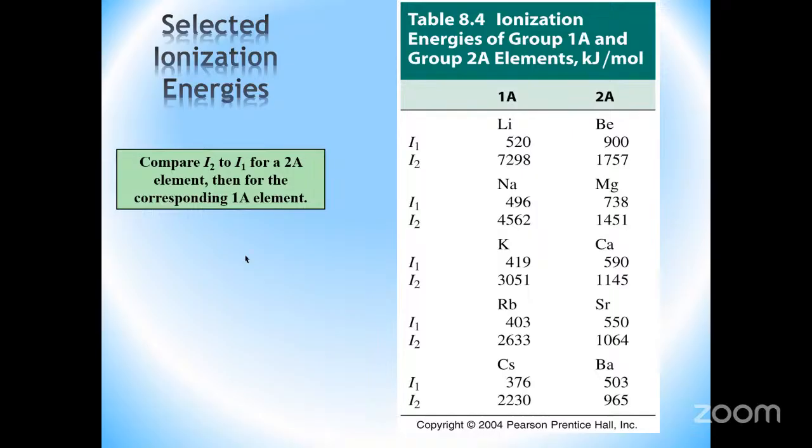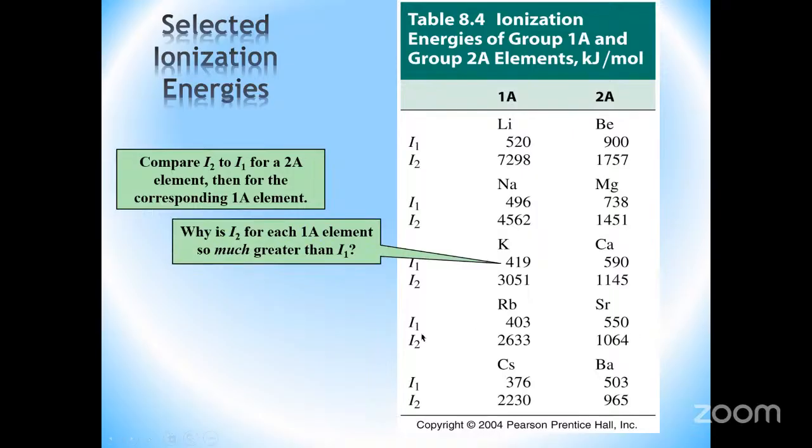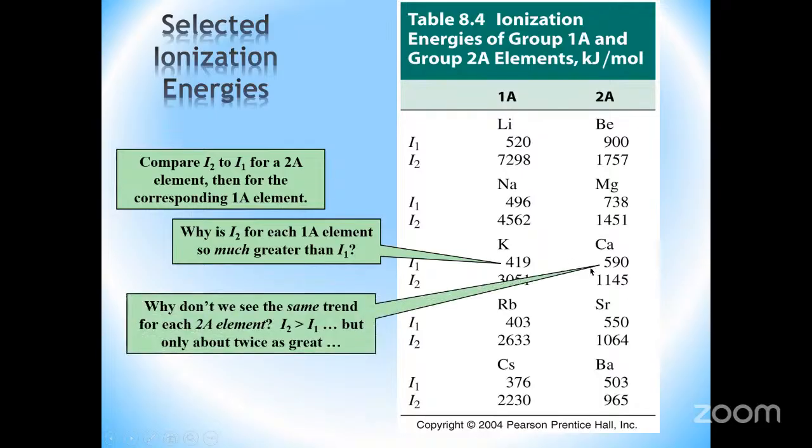Now, if you were to compare the first and second ionization energy for potassium, the value for the first ionization energy is 419 kilojoules per mole. And then to remove the next electron, there's a huge jump from 419 to 3051. Now, if you compare that to calcium, to remove the first electron is 590, and then to remove the second electron is 1145. So you'll notice that the difference between the first and second ionization energy in the case of potassium is significantly larger compared to the difference for calcium.